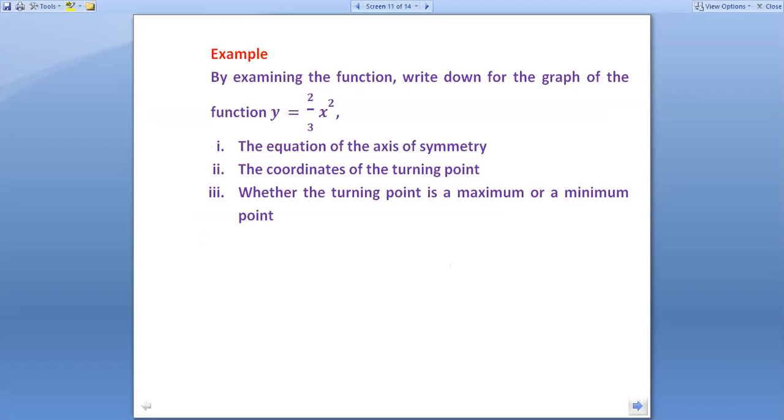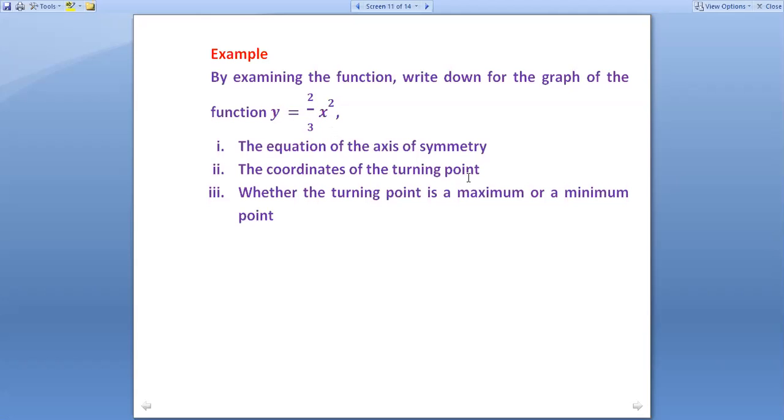Now let us consider this example. By examining the function, write down for the graph of the function y equals 2 over 3 x squared the equation of the axis of symmetry. You don't need to draw the graph of this function. Just looking at this equation, you have to write down the answers. Here you can see this function is of the form y equals ax squared. Therefore, the axis of symmetry will be x equals 0.